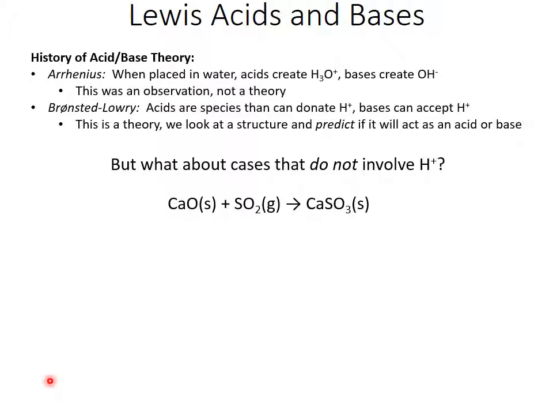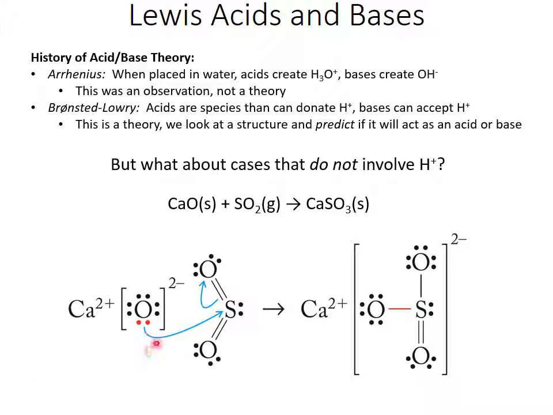Let's look at the mechanism. You have your oxide ion here. It has a lone pair of electrons that moves out and attacks the sulfur in the sulfur dioxide. That pushes some pi electrons onto one of the other oxygens. This is how you get from oxide and sulfur dioxide to that sulfite anion. But since there are no acidic protons involved, we can't use Brønsted-Lowry theory to talk about this reaction. What else could we use?